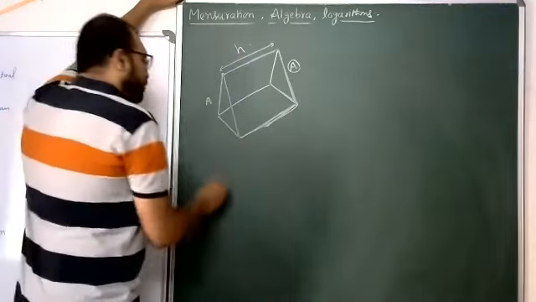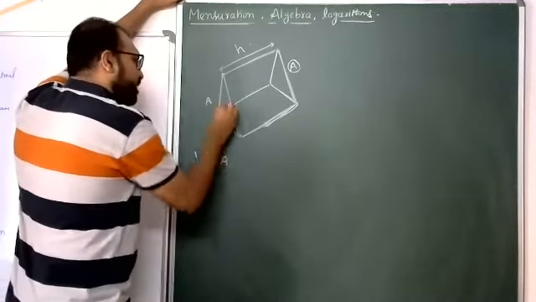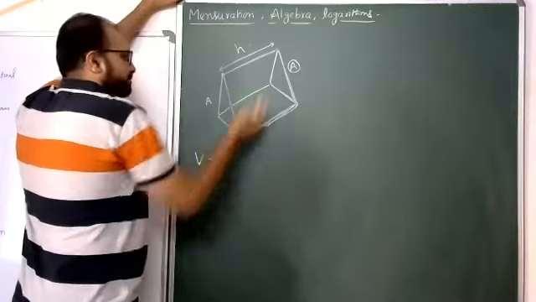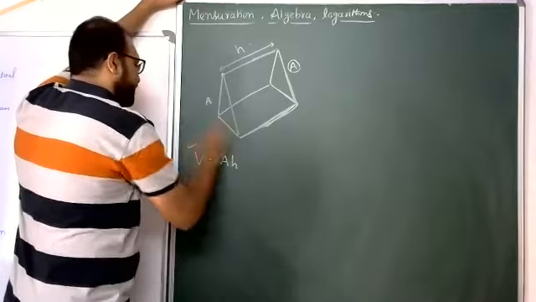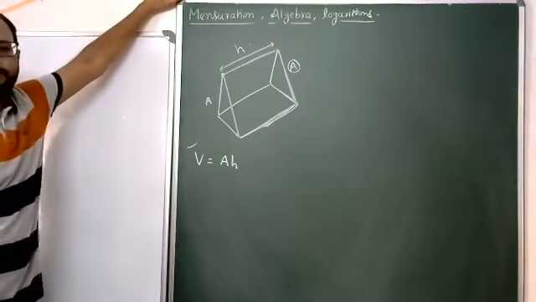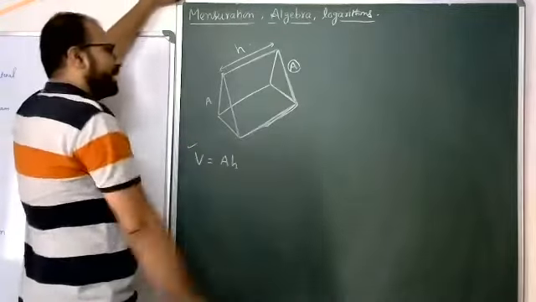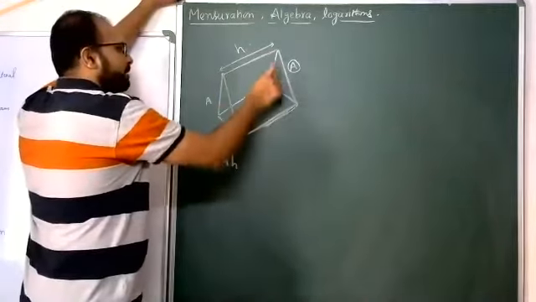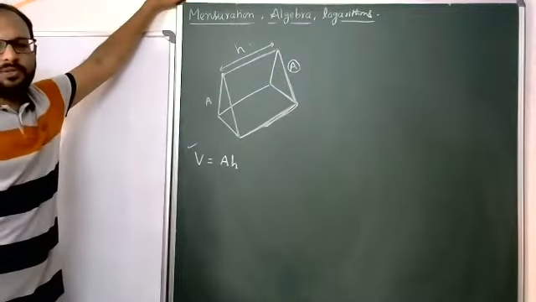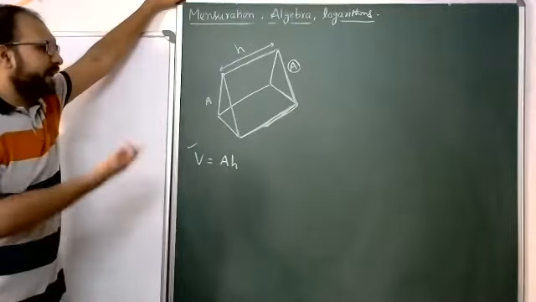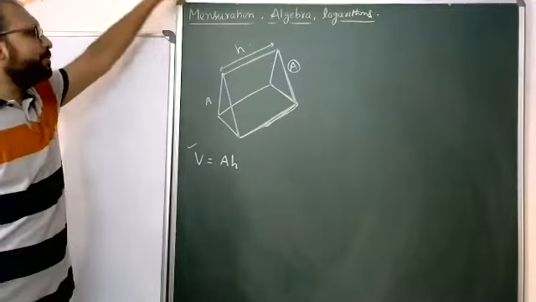So what is the total volume of this prism? Area of this base, just like our previous cuboid, into H. So this is now the volume. Students, later you can find all the areas. See, this is one rectangle, here one rectangle, one triangle, backside again one rectangle. So by using those values, you can find the total surface area. So this is the prism.